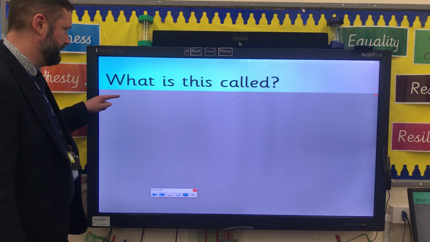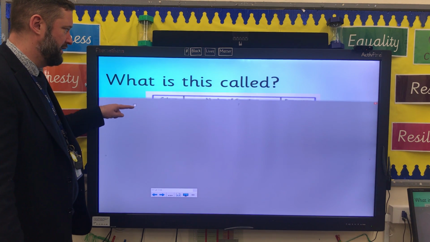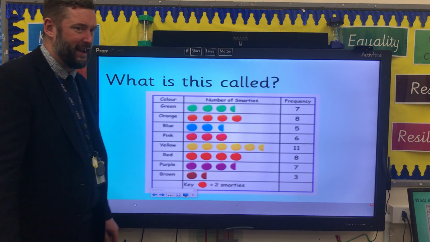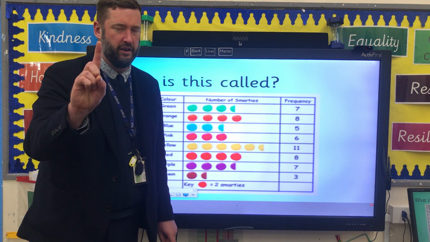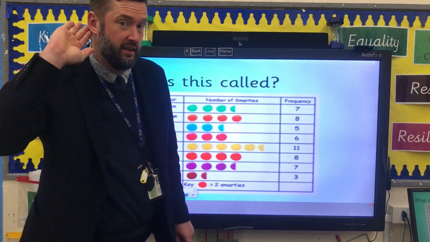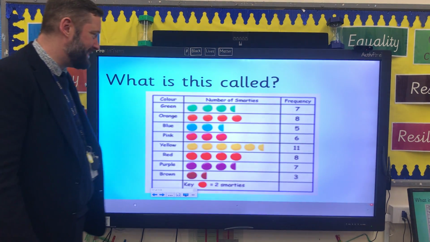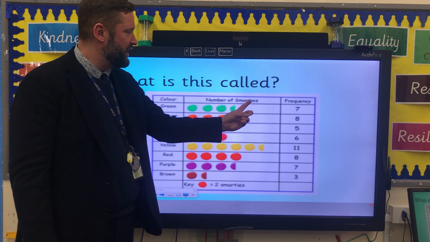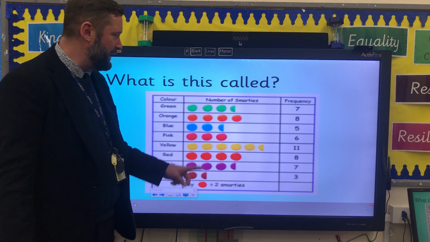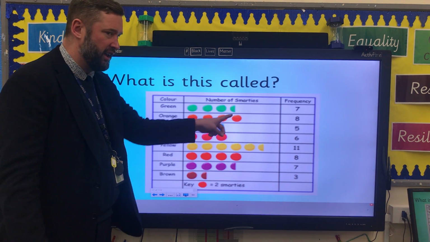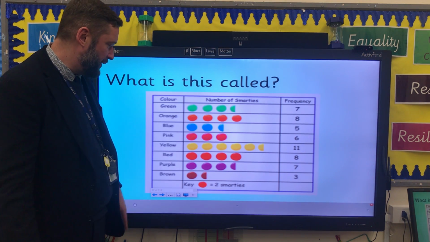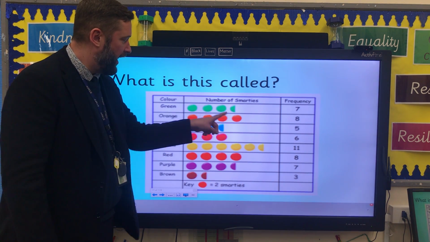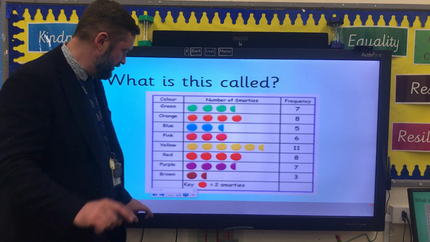What's this called? Don't shout out. After 3 you can tell me. What's it called? 1, 2, 3. That's right, it's a pictogram. The pictures are showing the data here and somebody has counted some Smarties. Do you remember that we learned that half a picture can have a different value? So here, 1 circle has the value of 2, half a circle has the value of 1.